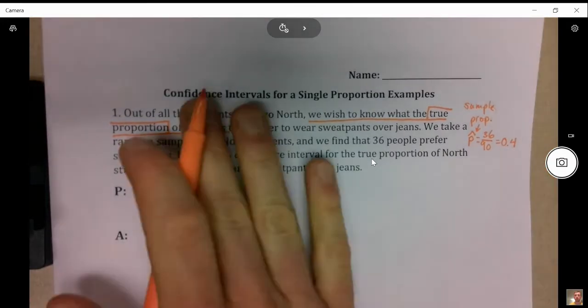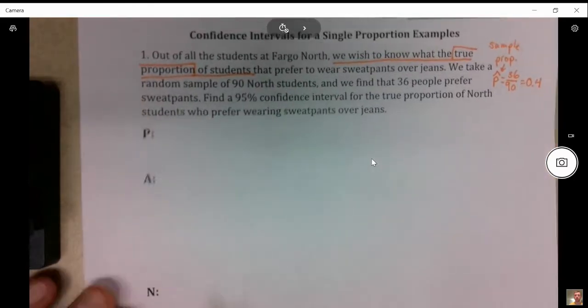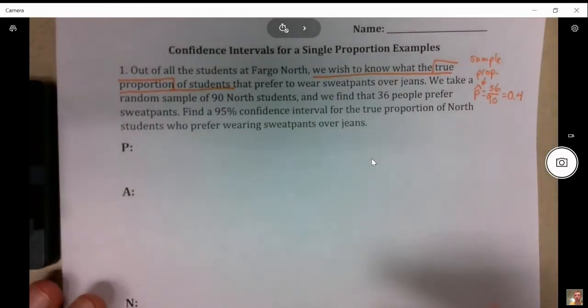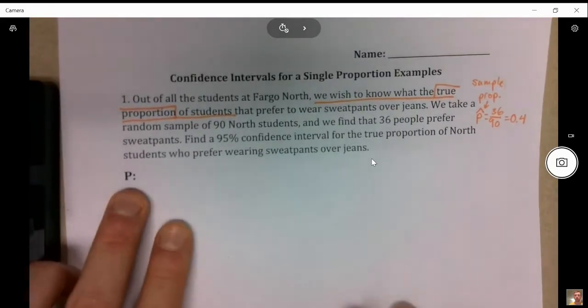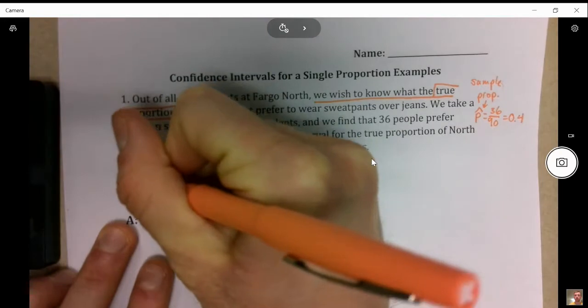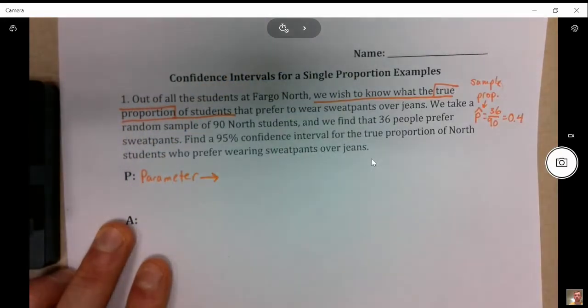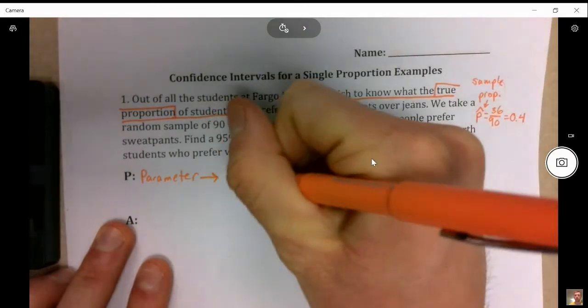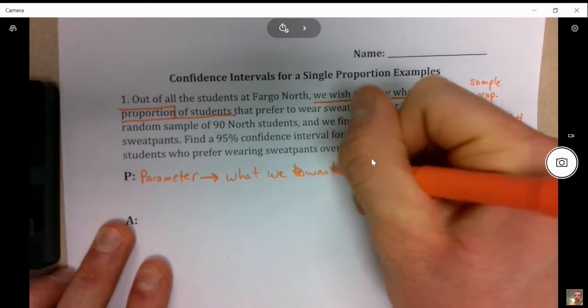So when it comes to a confidence interval, I've outlined here using our acronym of PANIC, each step along the way that we need to show in order to make this a valid confidence interval, okay? So P, that stands for defining our parameter. And this is what we want to know about our population. So what we want to estimate.